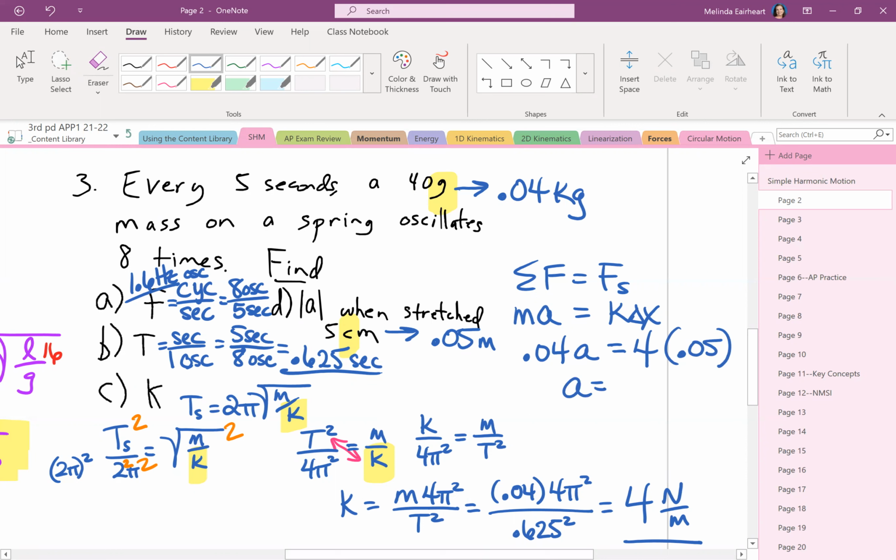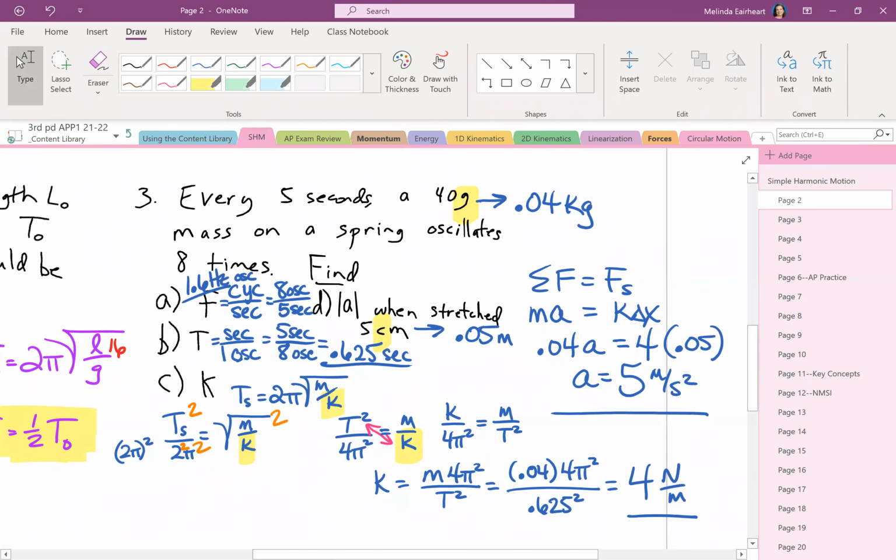And what do we get? Do we get 5? Yeah, we get an even 5. And that would be meters per second squared. Again, we don't know if it's the maximum, but it is at this point. Good?